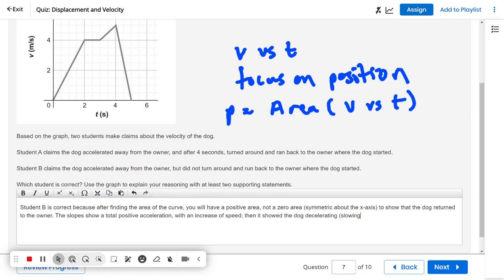And we needed the slope. That's it. So, based on what you saw on the graph, you were able to easily see the division. But when it comes to position, you needed the area. And that's it for that problem.